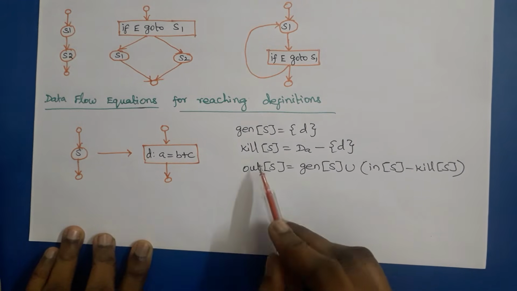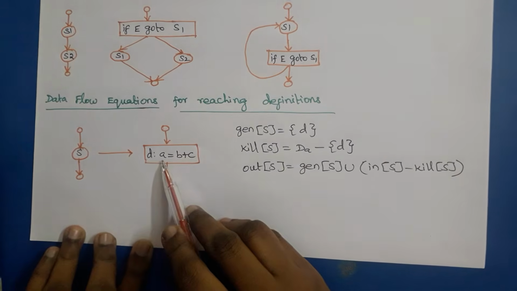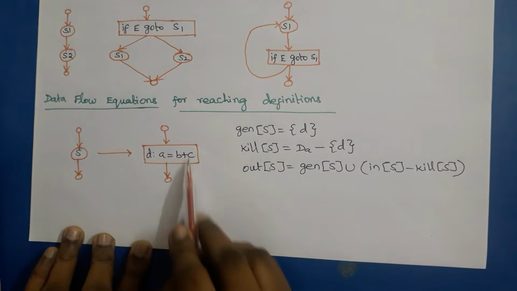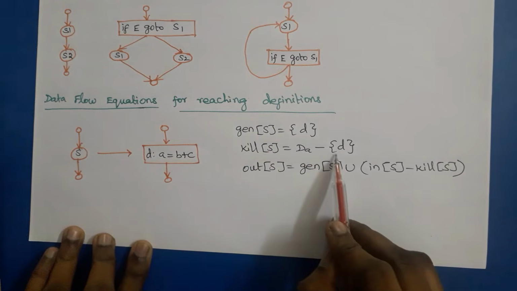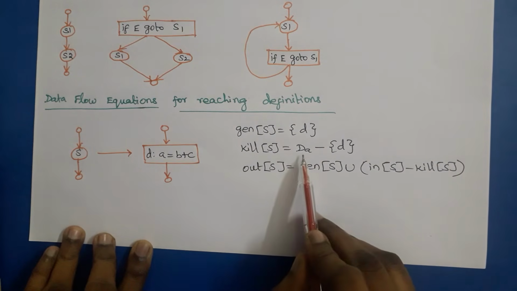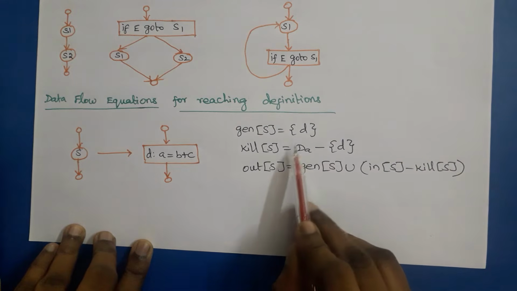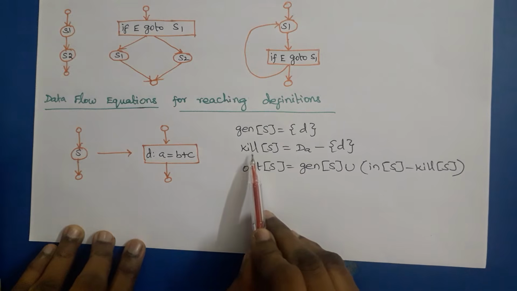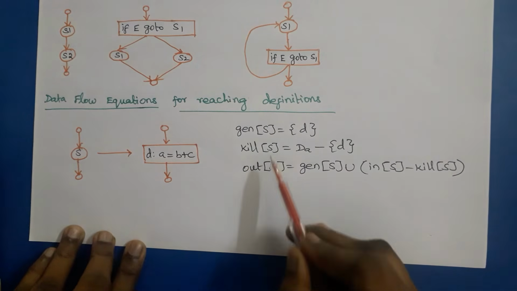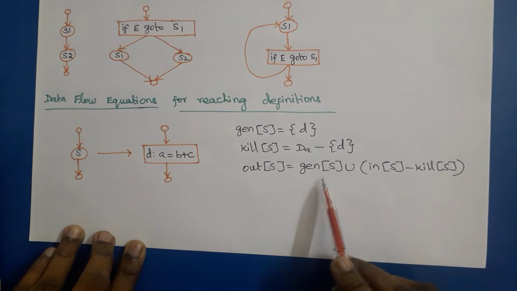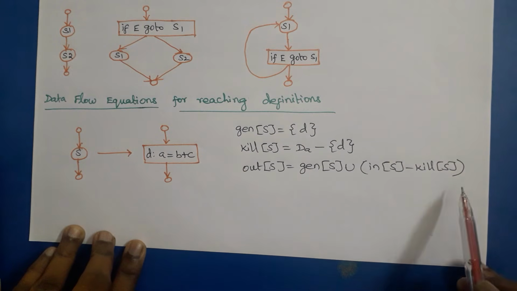Then what about kill of S? All the previous definitions for A will be killed except this newly generated D, right? So D_A represents the previously generated definitions for A. So D_A minus D is the kill of the statement S. Then out of S, this we already know. Out of S means gen of S union in of S minus kill of S.